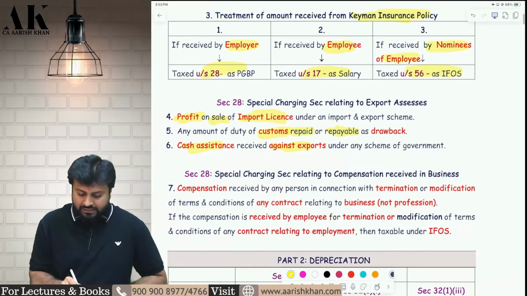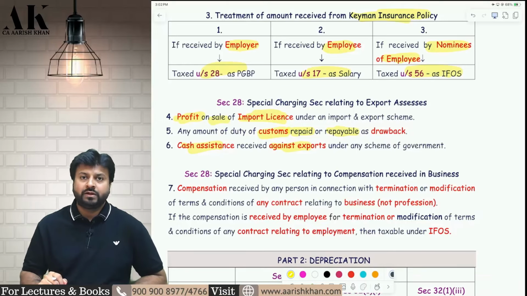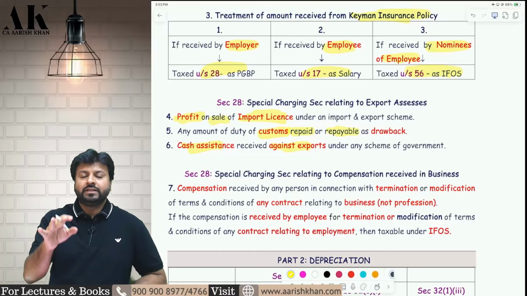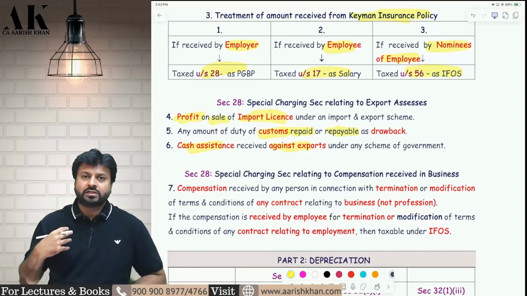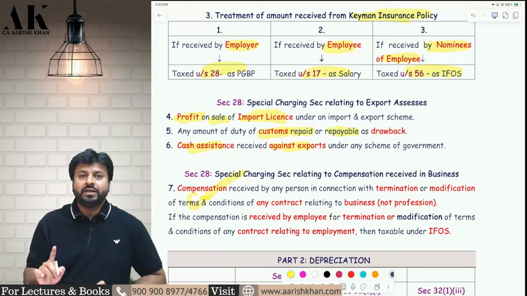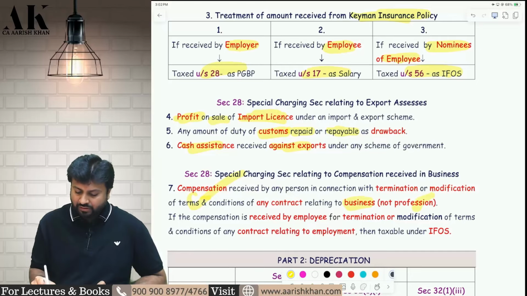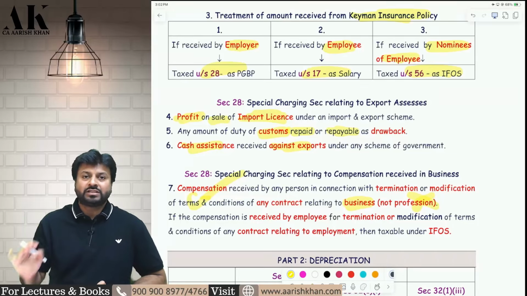Now, section 28 special charging section relating to compensation received in business. If I enter into a business contract with someone, and the other person terminates or modifies the contract and gives me some compensation, that is also chargeable under PGBP. But this is only applicable for termination and modification of a business contract, not a profession contract. If somebody terminates or modifies a profession contract, that is not chargeable under PGBP. I hope it is clear to all of you.